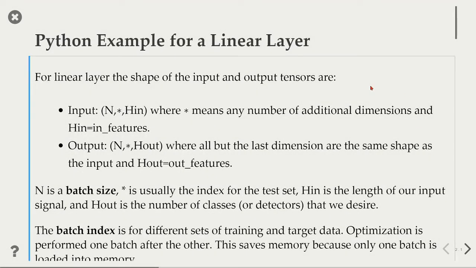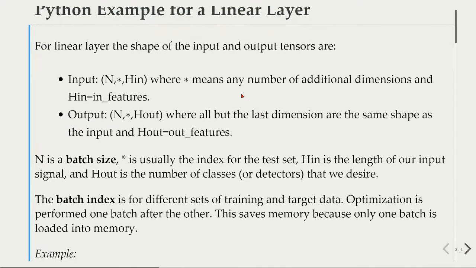We will now take a look at the Python example for a linear layer. For a linear layer, the shape of the input and the output tensors are given here. We have an input with shape N * H_in, where star means any number of additional dimensions and H_in means the in features like we've seen before. The output has the shape N * H_out, where all but the last dimension are the same shape as the input and H_out is the out features like we've seen before.